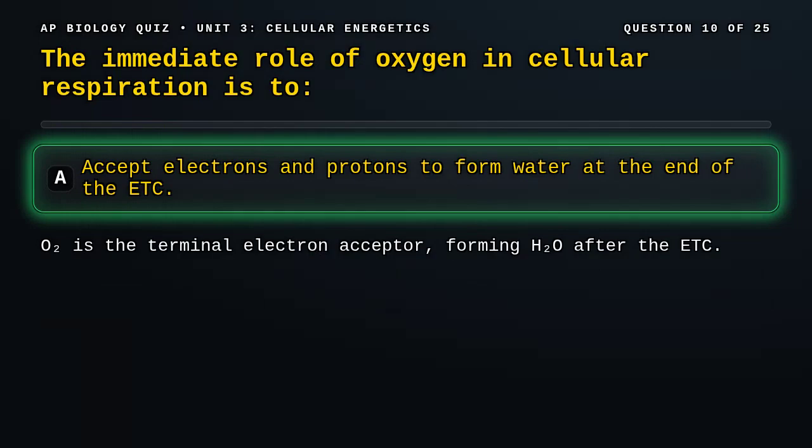Correct answer A. Oxygen is the terminal electron acceptor in the ETC, forming water when reduced.